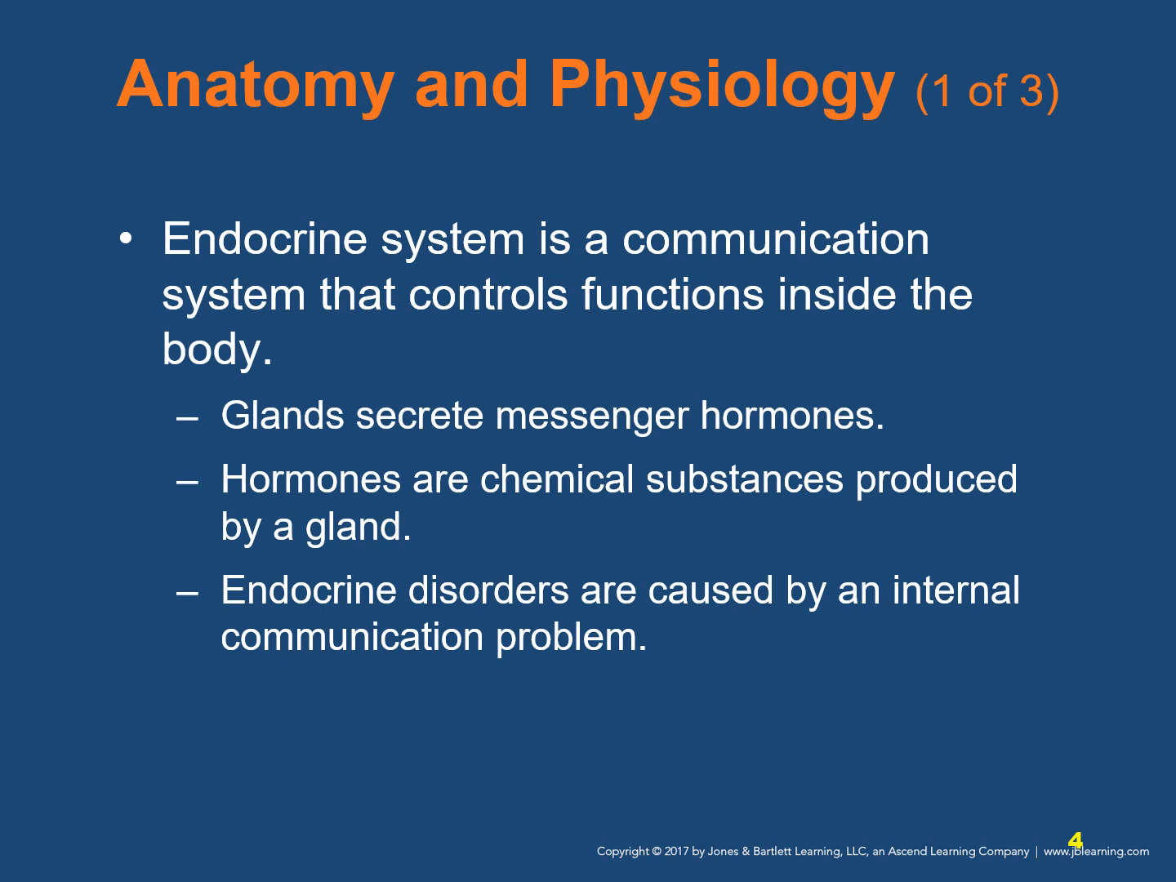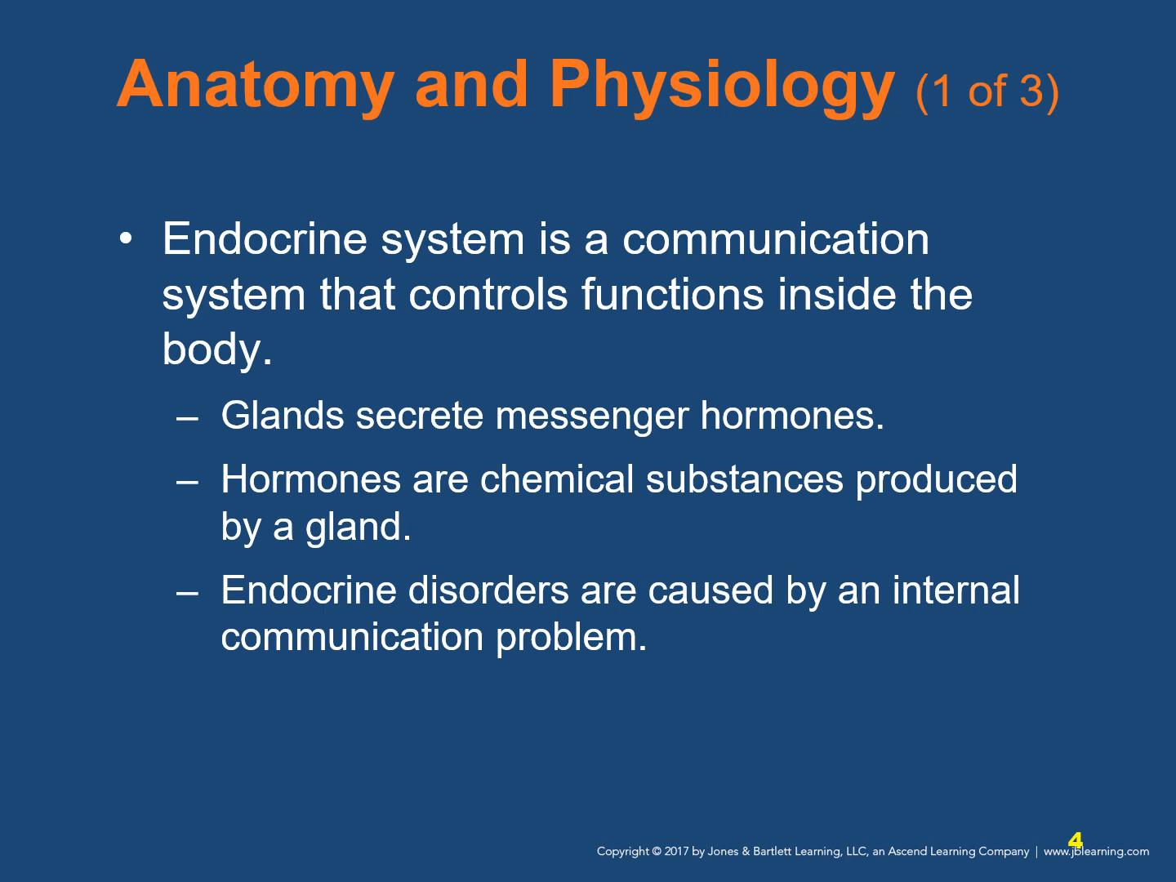Let's discuss the anatomy and physiology. The endocrine system is a communication system that controls functions inside the body. Endocrine glands secrete messenger hormones. Hormones are chemical substances produced by a gland. They travel through the bloodstream to end organs, tissues, or cells that they affect. When it arrives, the message is received and an action takes place.